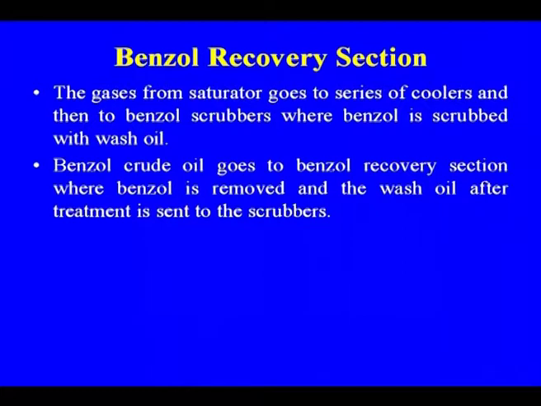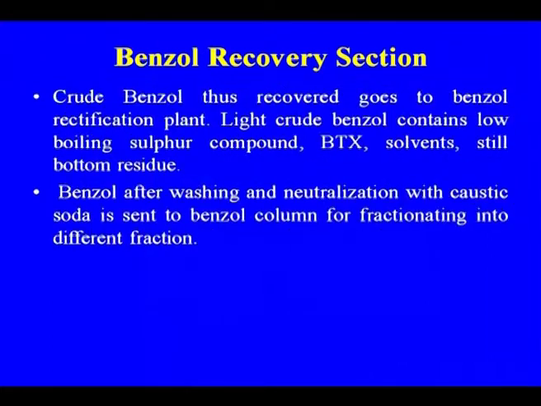section, where Benzol is removed and the wash oil after treatment is sent to the scrubber. Crude Benzol thus recovered goes to the Benzol rectification plant. Light crude Benzol contains low boiling sulfur compound, BTX solvent and still bottom residue. Benzol after washing and neutralization with caustic soda is sent to the Benzol column for fractionating into different sections.